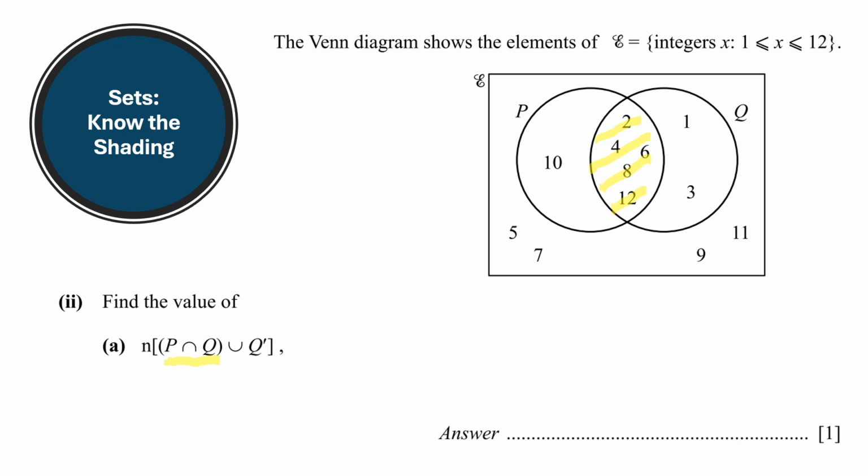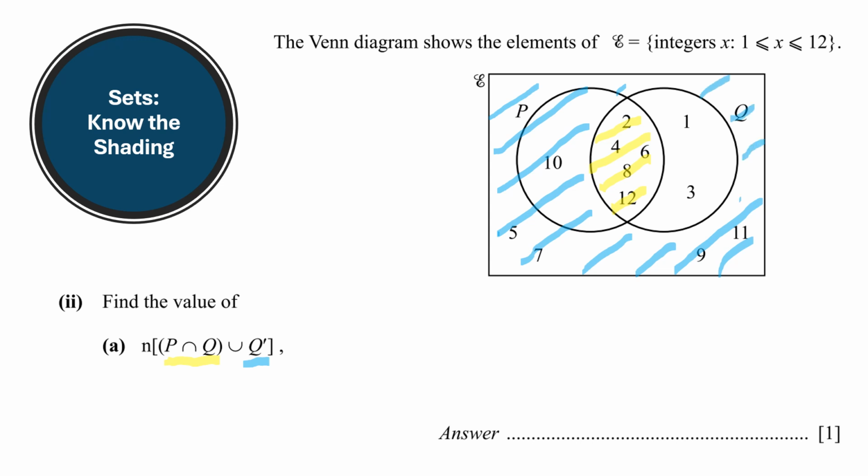Now the next one that we need to know is this, which is Q complement. So where is Q complement? Q complement means it's all the region that is outside of Q. So if I'm going to shade, that means everywhere else outside of Q. So I will get this region over here.